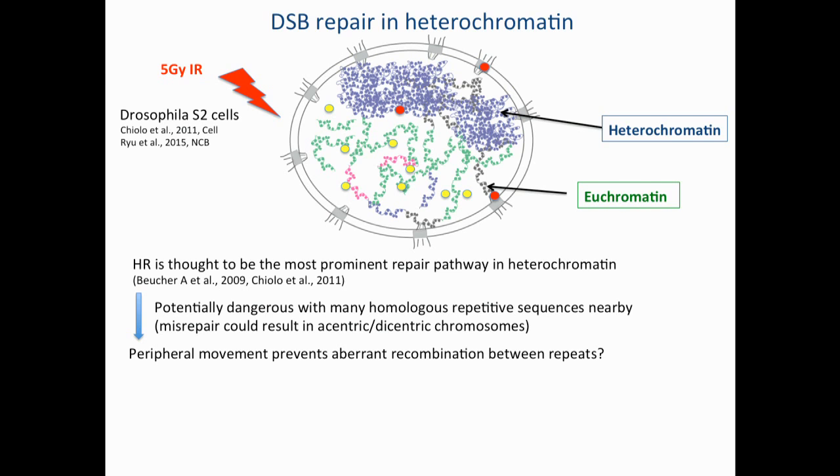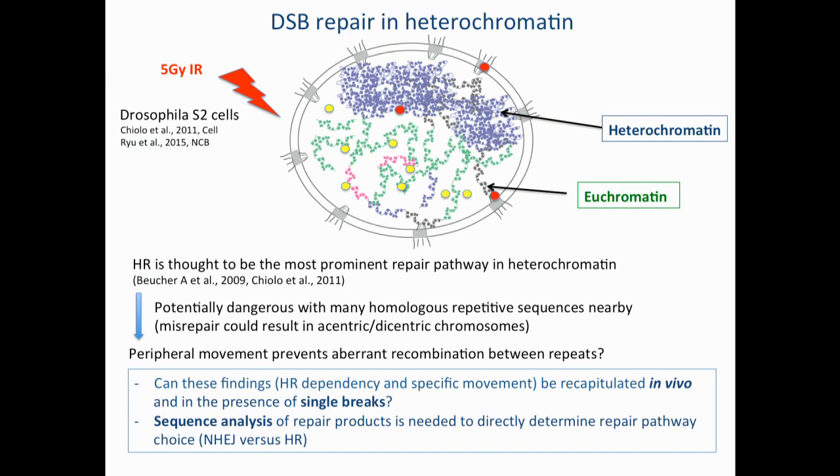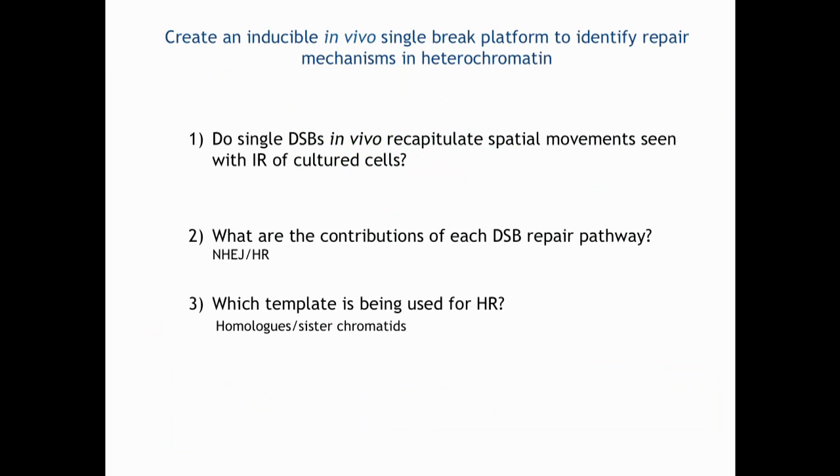But we still have a few questions left, and the first is, can you recapitulate all these findings, so the HR dependency and also the specific movements, in an actual organism? And is this something that we would only see with irradiation, or can you also see it with a single break? On top of that, it's very important to actually do sequence analysis of repair products to really determine what the repair pathway is that's being used in heterochromatin. And that has not been done for heterochromatin so far.